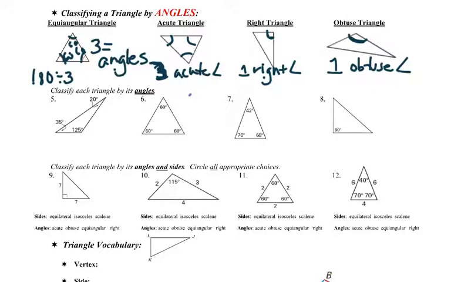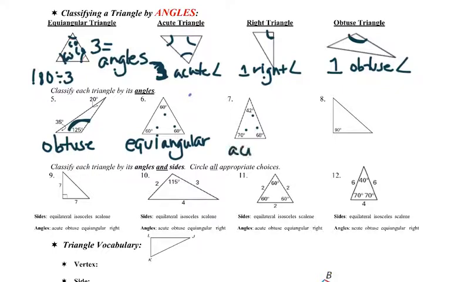So here we're just looking at classifying by angles. If I notice that one big angle, this is going to be an obtuse triangle. 60, 60, 60, we said that is an equiangular triangle. 70, 42, and 68, which one is that? You're right, acute. All the angles are acute, less than 90. And when it's exactly 90, it's a right triangle. So there's 4 different ways to classify a triangle by angles.